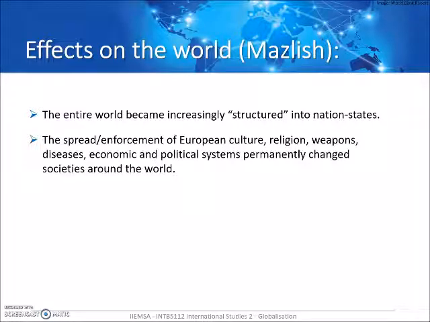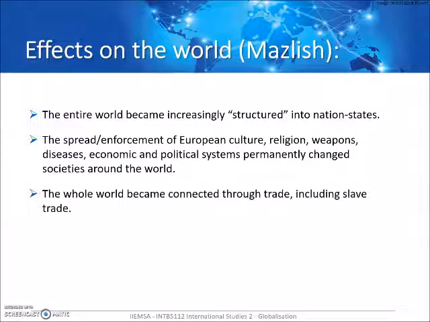Another outcome was an enforcement of European culture, religion, weapons, also diseases, economic and political systems all around the world that permanently changed societies around the world. A lot of countries and continents worked in very different ways before the European invasions came. And this had a massive impact on all of these areas of life.